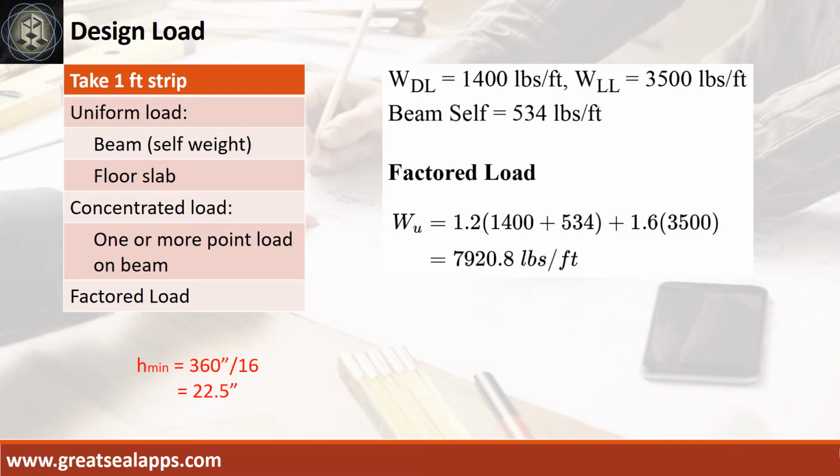The beam carries a uniform dead load of 1,400 pounds per foot and a uniform live load of 3,500 pounds per foot. The beam self-weight is 534 pounds per foot, for a total factored load of 7,920.8 pounds per foot.